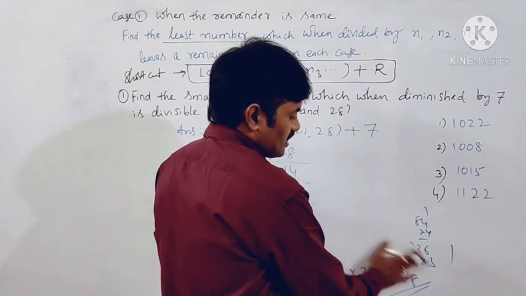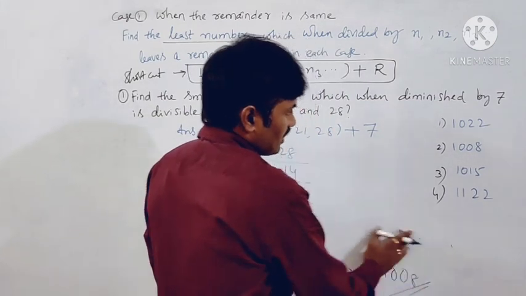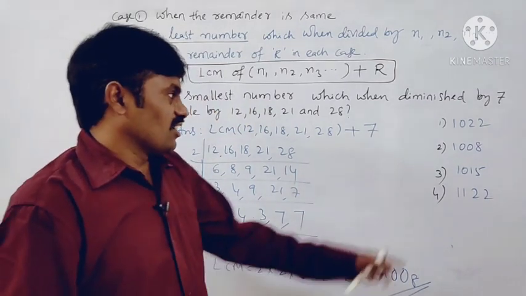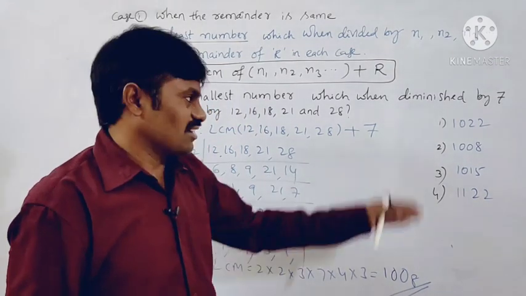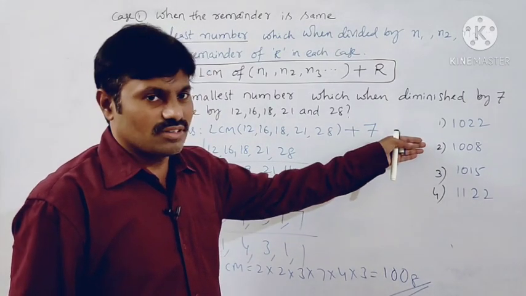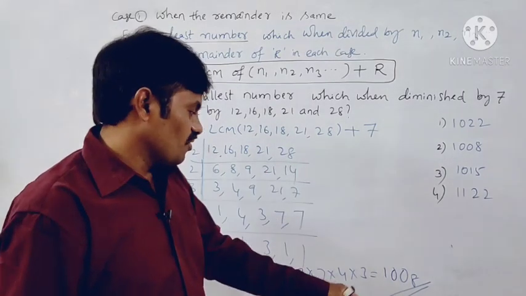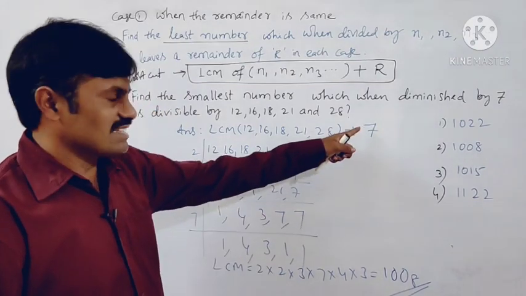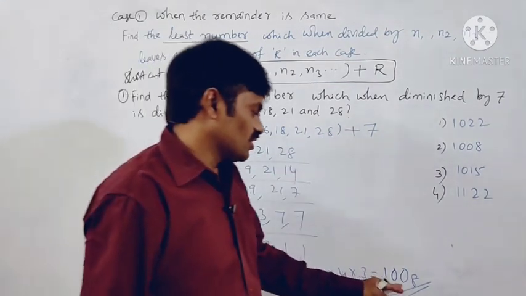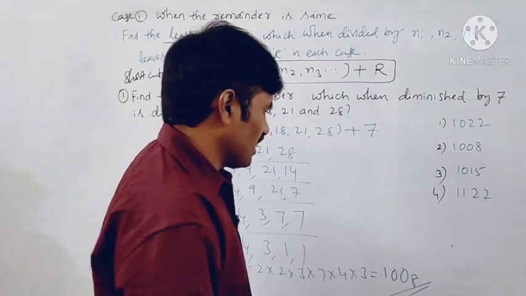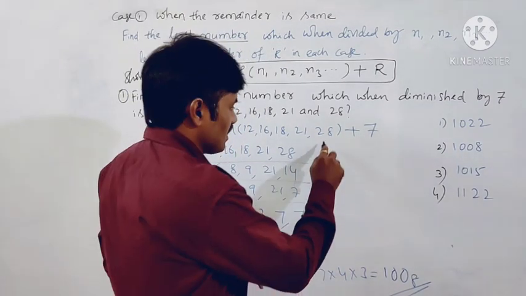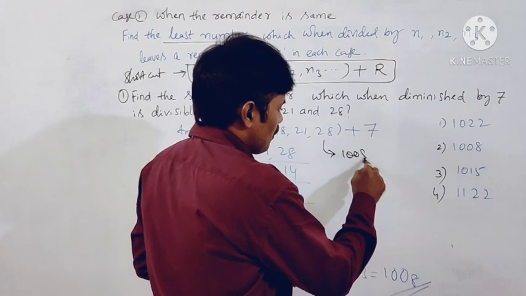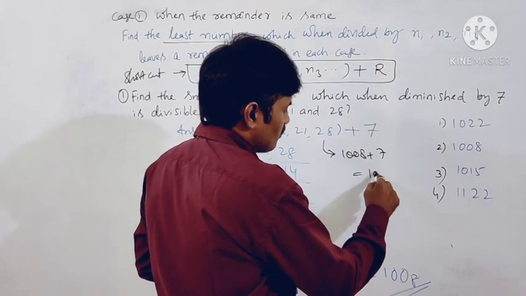So what is the LCM of these numbers? We got 1008. Now, seeing this, that option is also among the choices, so don't put 1008 as the answer. We have to add 7 to this. So 1008 plus 7. What is the final answer? The LCM is 1008, plus 7, that is equal to 1015.